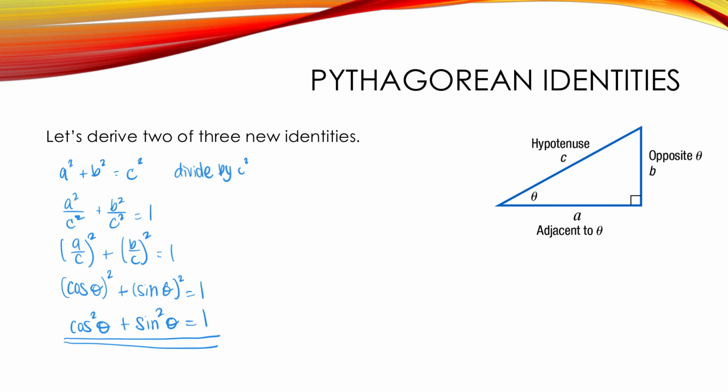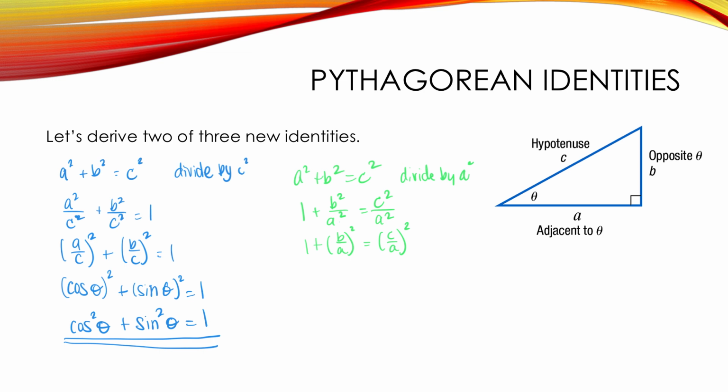Let's try another one. Let's take A squared plus B squared equals C squared. And this time, divide by something that's not C squared. Maybe we'll divide by A squared. Now we end up with 1 plus B squared over A squared equals C squared over A squared, or 1 plus B over A, quantity squared, equals C over A, quantity squared.